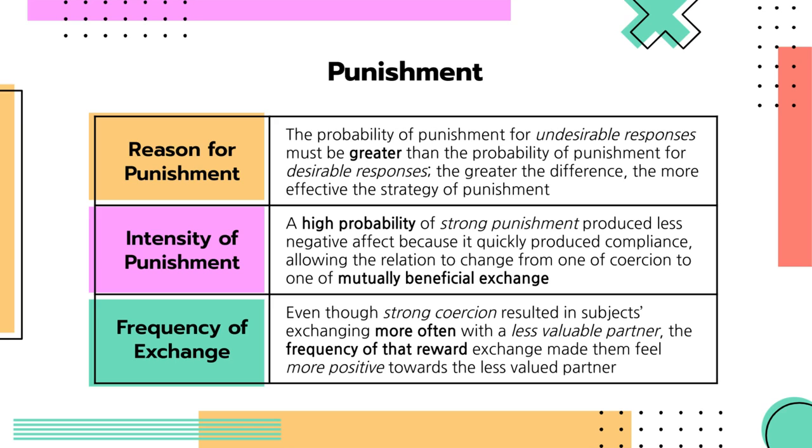So, a high probability of strong punishment produced less negative affect because it quickly produced compliance, allowing the relation to change from one of coercion to one of mutually beneficial exchange. So, what they're saying here is, again, we'll stick with the student and teacher in a classroom example. If a student is behaving badly in a classroom, and this is behaving badly, disruptive, harmful, maybe even dangerous, the teacher has to respond pretty strongly and immediately and clearly.